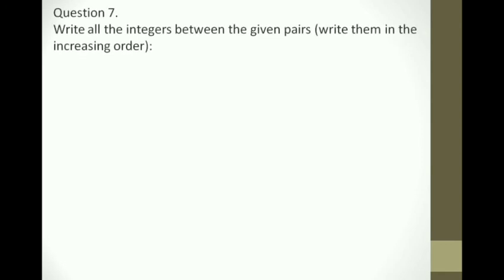Question 7. Write all the integers between the given pairs. Write them in the increasing order. That means we have to write in ascending order. Integers between 0 and negative 7.